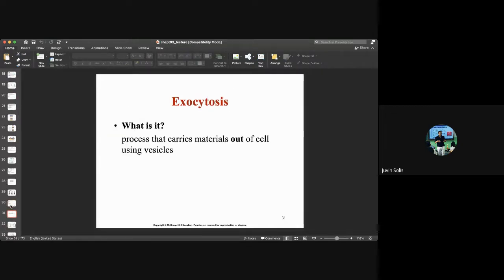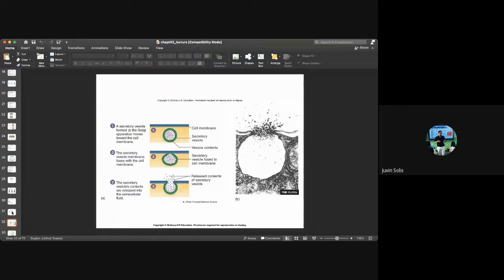Let's move here. How about your exocytosis? Exo means outside, palabas naman ito. The process that carries materials out of the cell also using your vesicle. Okay, example is this one. So if you're going to look closely at this illustration here, this is an example of your exocytosis, yung palabas ng ating cell.